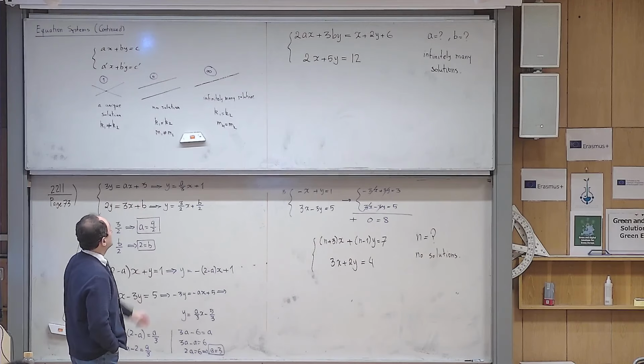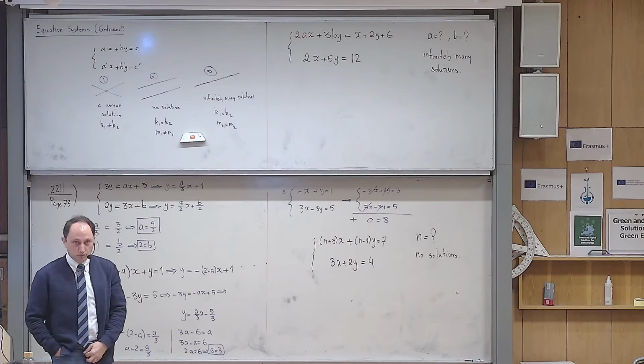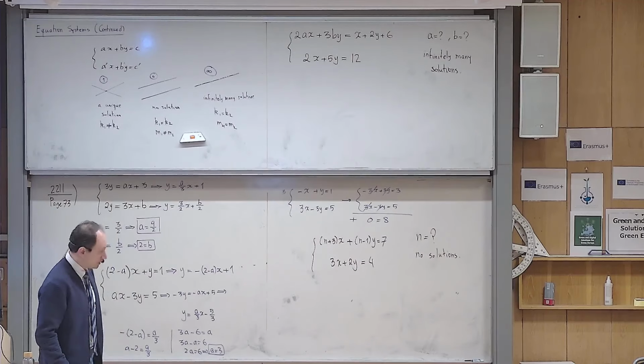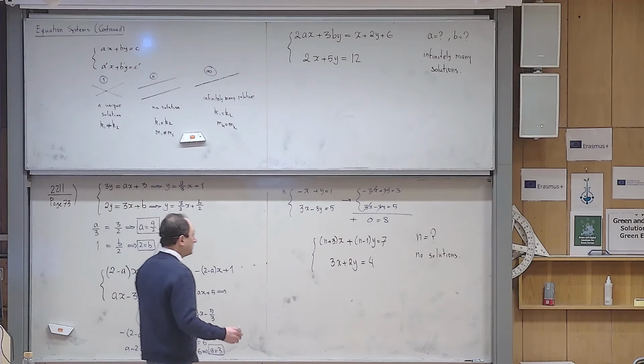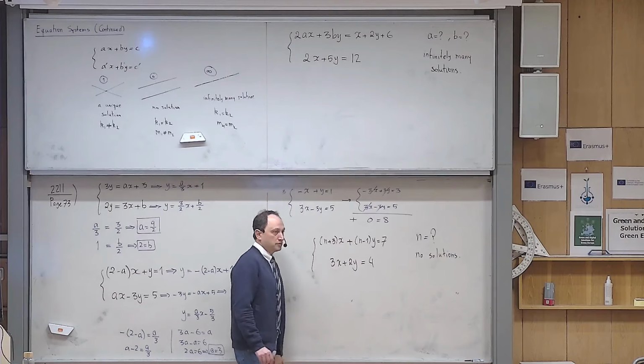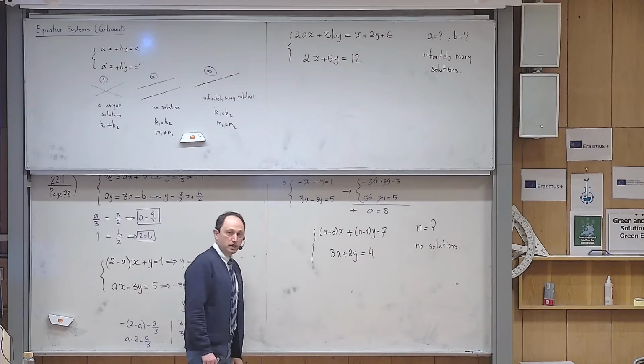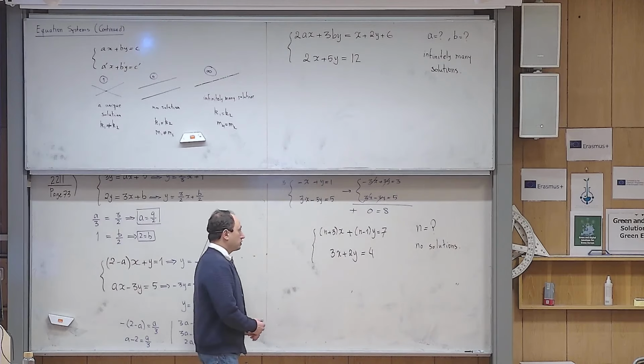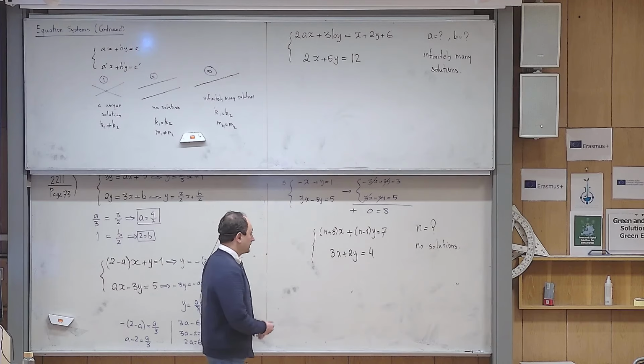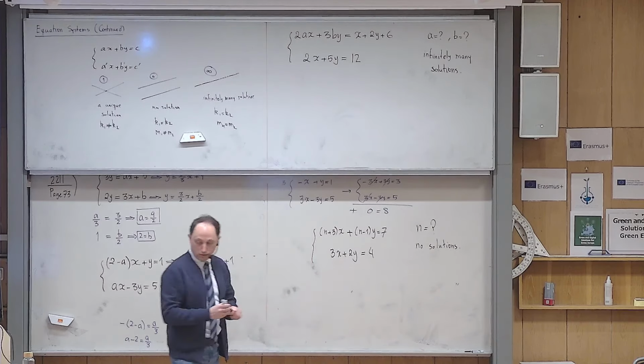For having no solutions, it means the k values should be the same, but the m values should not be the same. But the only problem here is that this is a little bit algebraically more involved. I need to be able to find the k values and m values. So I have to isolate y in both of them. So the first equation, I want to isolate y.